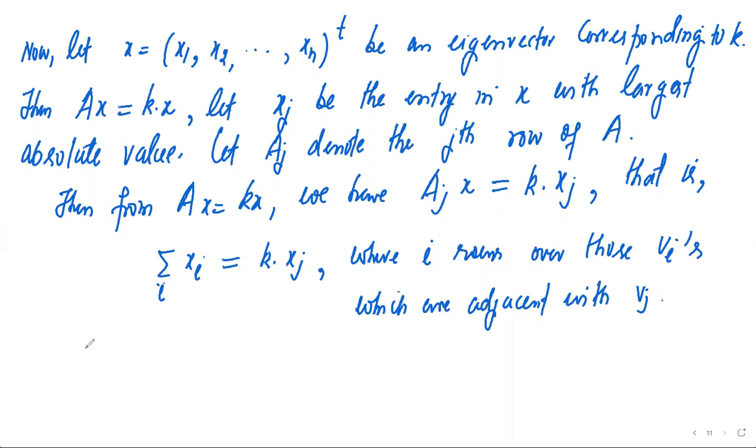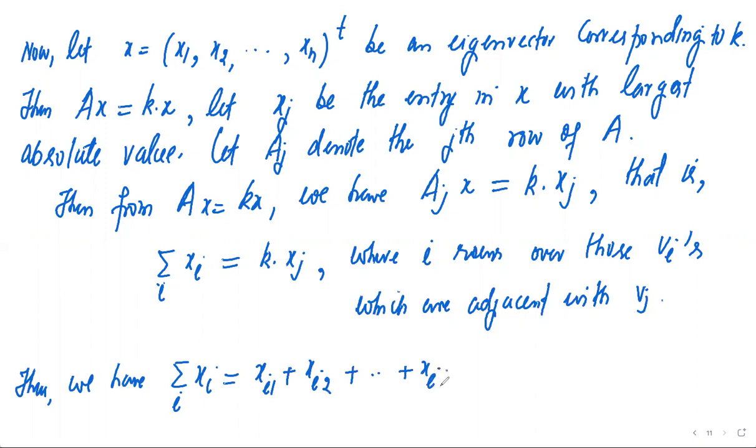So thus we have the summation of xi, and this summation will have exactly K non-zero terms. Let those terms be xi1 plus xi2 plus so on plus xik. And now the right hand side is K times xj. So this should be equal to xj plus xj plus so on plus xj, and this sum is K times.